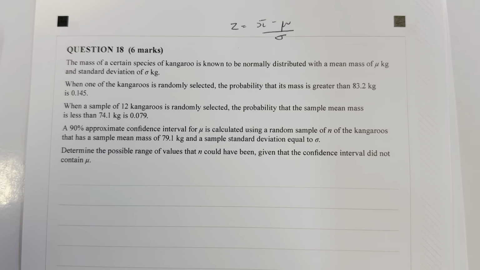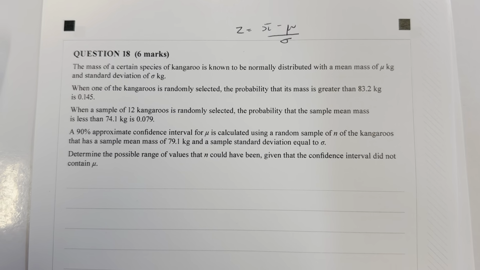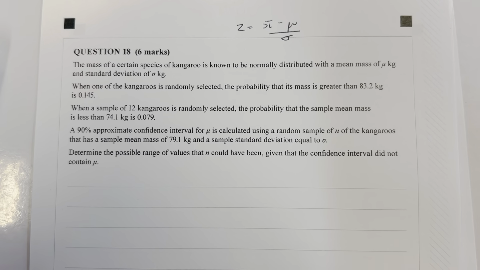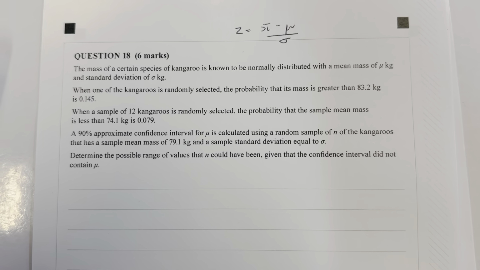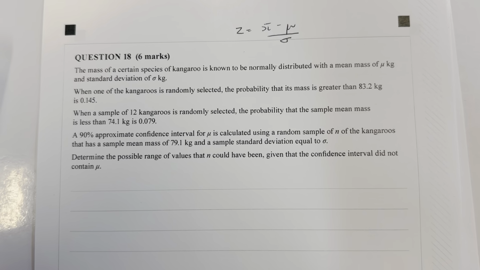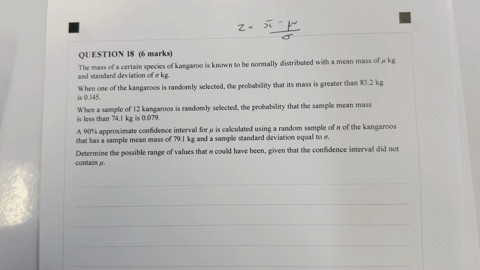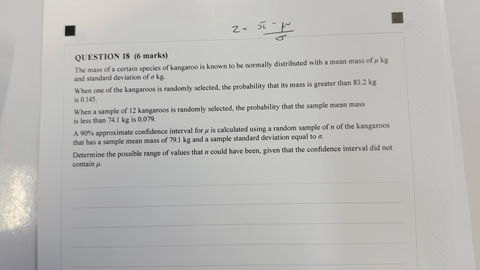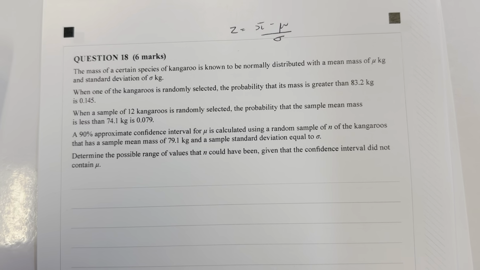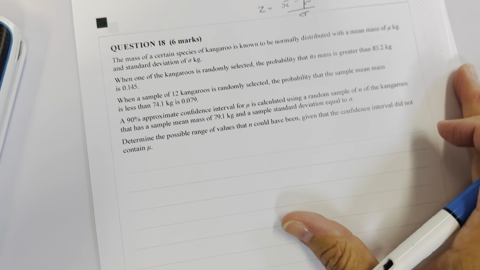When a sample of 12 kangaroos is randomly selected, the probability that the sample mean mass is less than 74.1 is 0.079. A 90% confidence interval for mu is calculated using a random sample of n kangaroos that has a sample mean mass of 79.1 and a sample standard deviation equal to sigma. Determine the possible values of n, given the confidence interval did not contain mu. Wow, there's a lot going on here. It's a very wordy question.